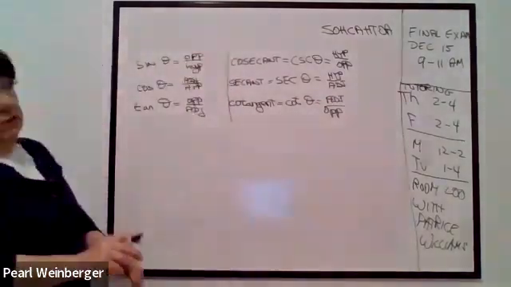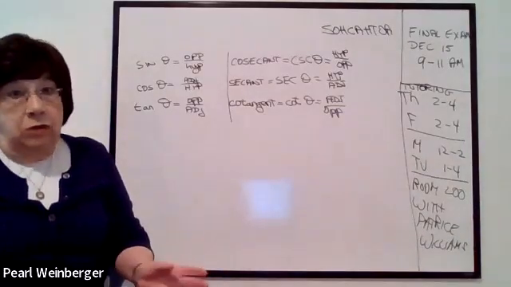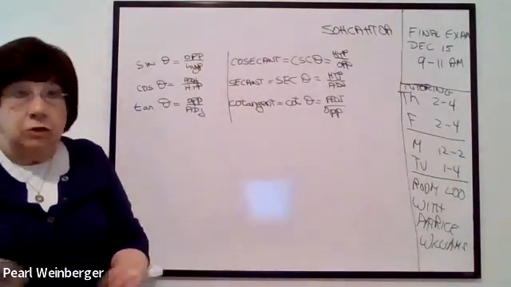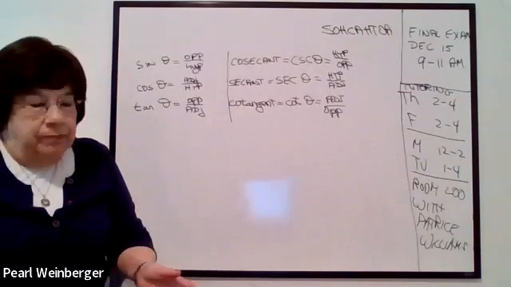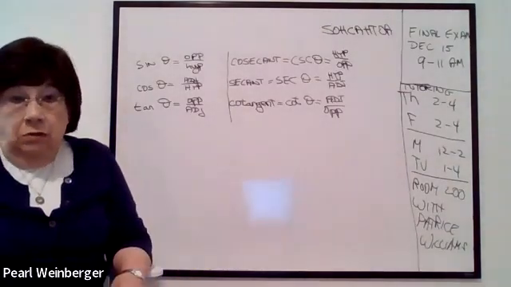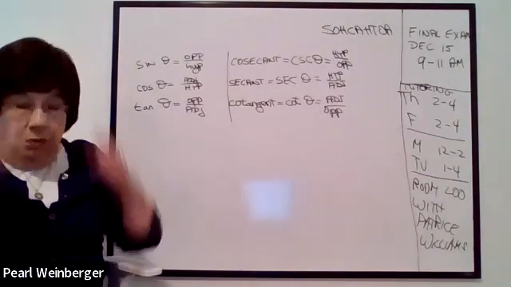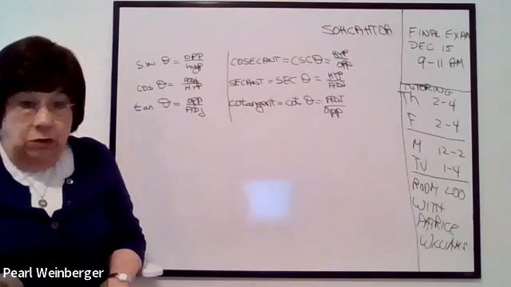How are you going to remember this? We finally remembered SOHCAHTOA. So SOHCAHTOA we know is sine opposite over hypotenuse, cosine adjacent over hypotenuse, tangent opposite over adjacent, etc. So how are we going to remember these other three without racking our brain too much?